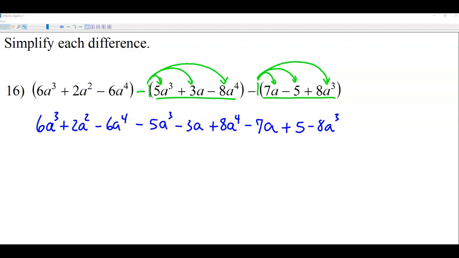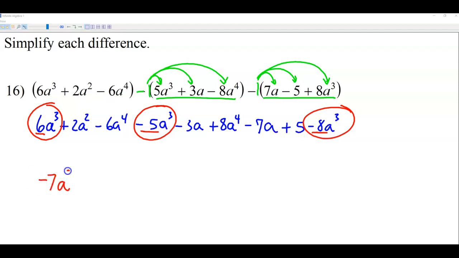So let's start on the right here. I've got an a cubed. Are there any other a to the third powers, also known as cubes? There's one, and there's one. There's 3 of them. So I need to combine 6 minus 5 minus 8. So what is 6 take away 5 and take away 8? Well, 6 minus 5 is 1, and if you take 8 away from that, you get negative 7. So negative 7a cubed.